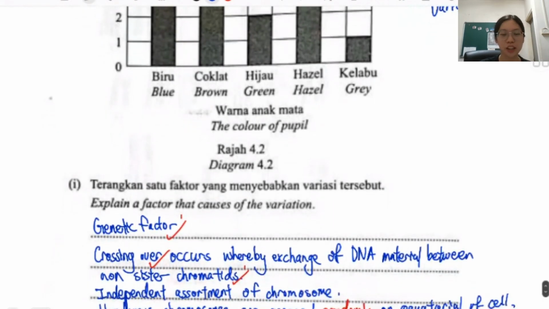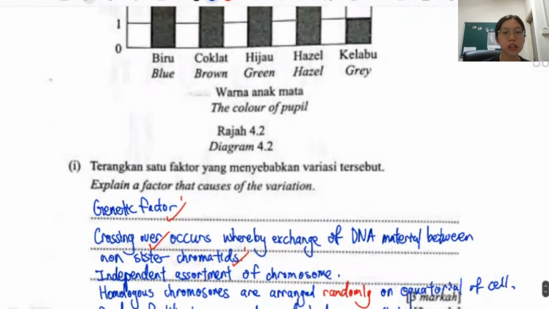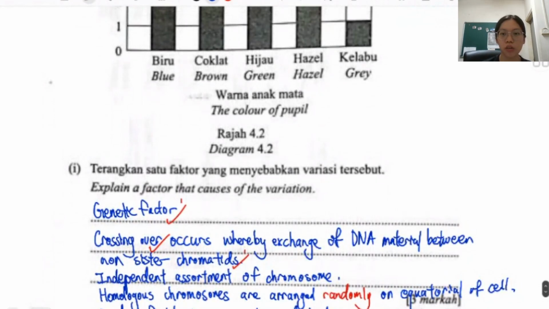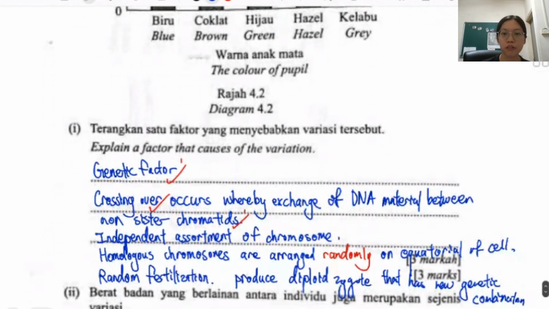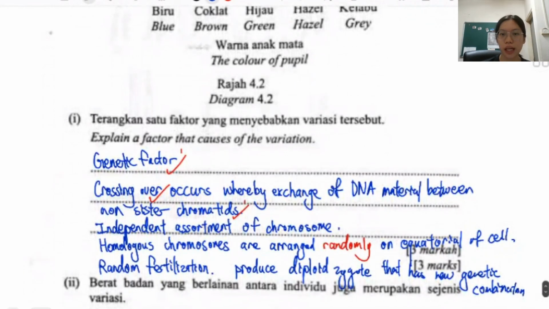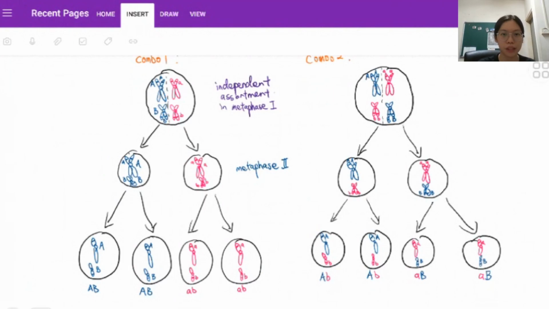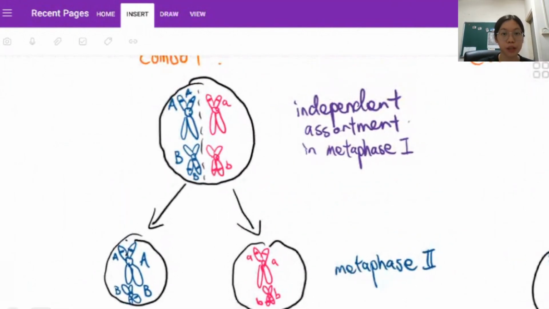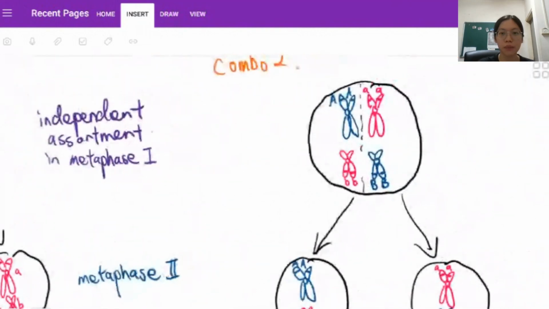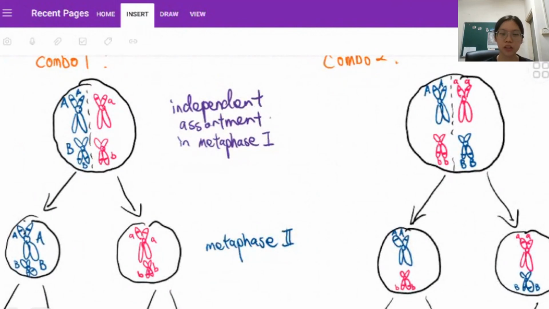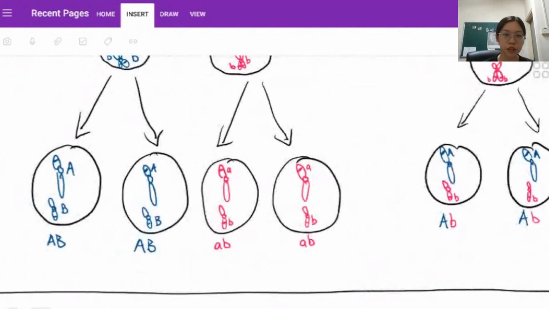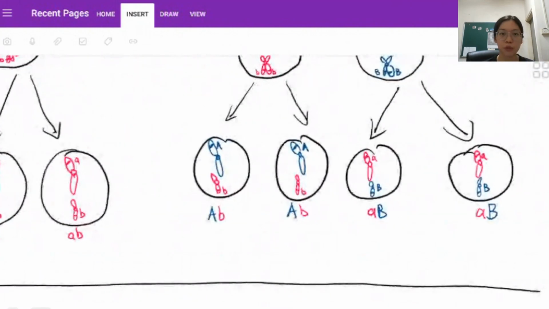You can say independent assortment of chromosomes, whereby homologous chromosomes are arranged randomly on the equatorial plane of the cell. And last but not least, you can mention random fertilization, whereby you produce a diploid zygote that has a new genetic combination. If you don't understand why it works this way, this is basically what happens behind it. Maybe you line up in this way, or maybe you arrange in this way. Because of the independent assortment, you can see it will lead to a different combination. Different gametes will be produced.